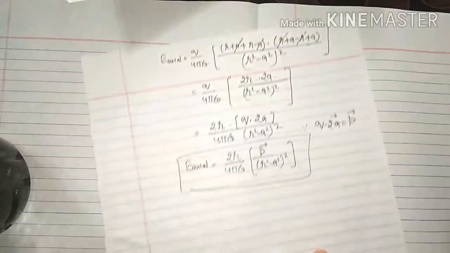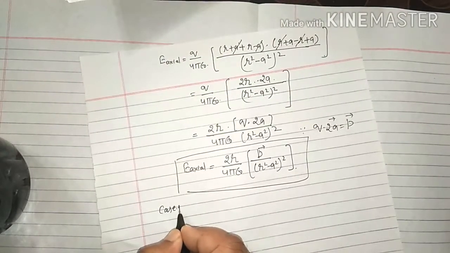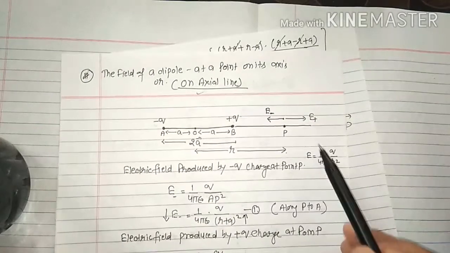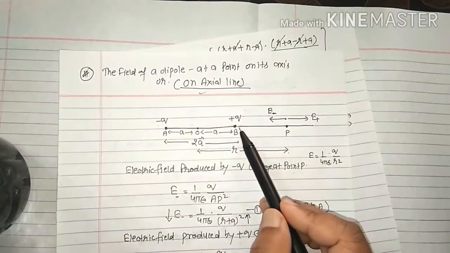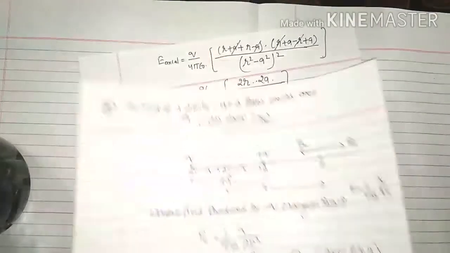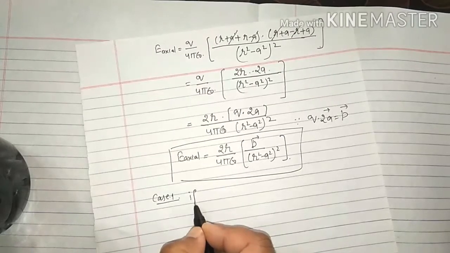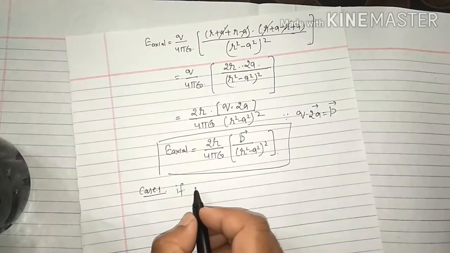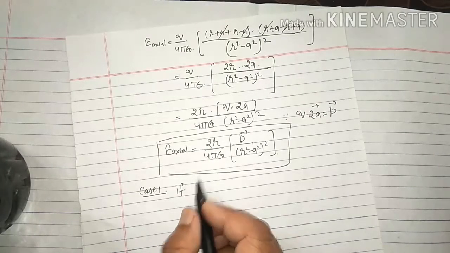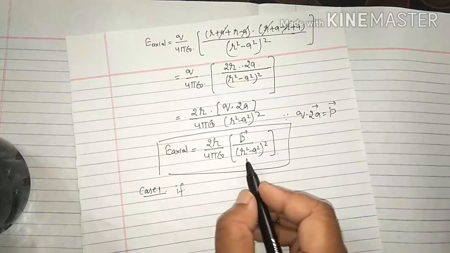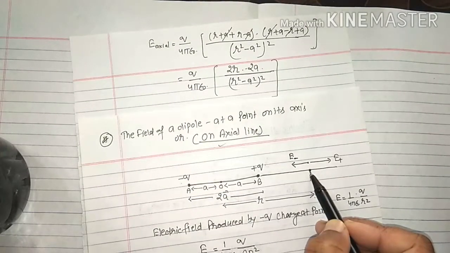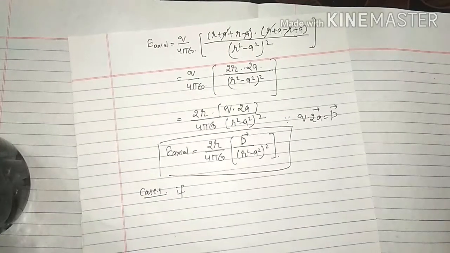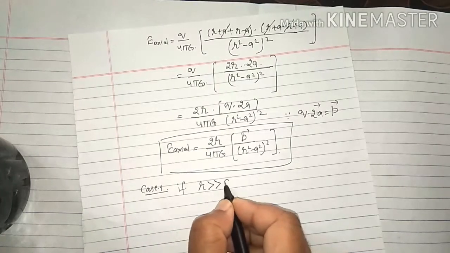And suppose a special case, case number 1, if the point P, which is the observation point, is very close to this point B, or another case, if the point of observation, that is point P, is much away from this dipole, meaning R is much greater than the dipole length.